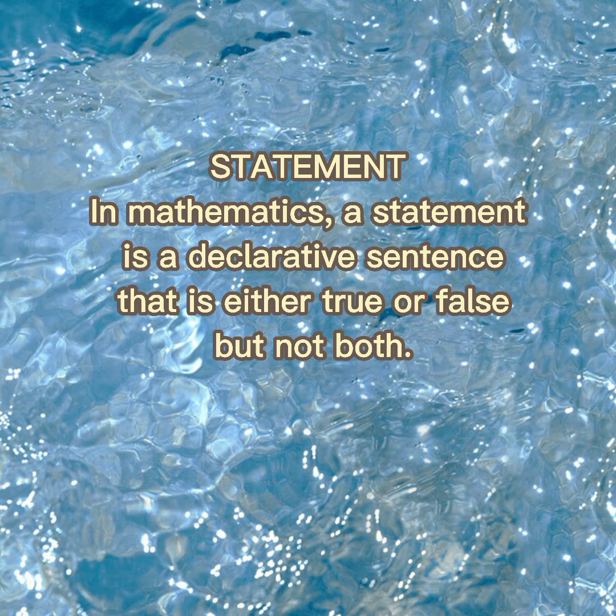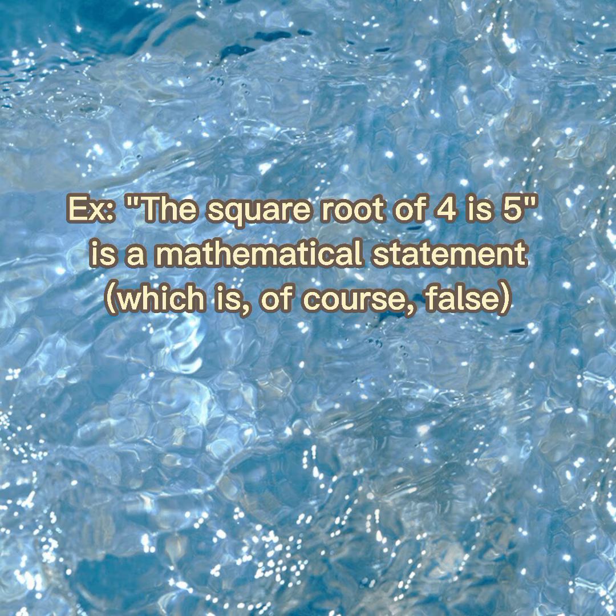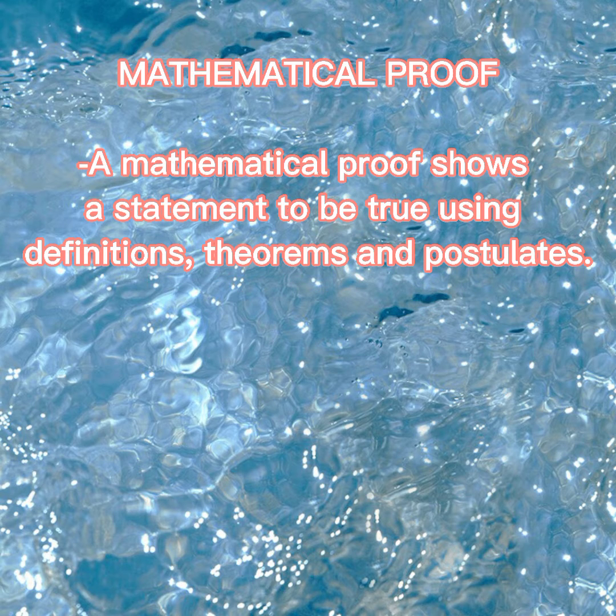Next is statement. In mathematics, a statement is a declarative sentence that is either true or false, but not both. A statement is sometimes called a proposition. To be a statement, a sentence must be true or false, and it cannot be both. Briefly, a mathematical statement is a sentence which is either true or false. It may be, for example, the square root of 4 is 5, which is a mathematical statement that is of course false.